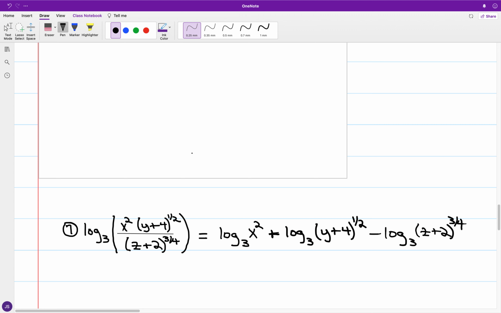Okay, and again, just converting the powers into coefficients. So again, the 2 is going from x squared, such that the base 3 logarithm of x squared will be expressed as 2 times the base 3 logarithm of x. And then we have next, for the square root of y plus 4, which is y plus 4 to the 1/2, its base 3 logarithmic term can be expressed as 1/2 times the base 3 logarithm of the quantity y plus 4.